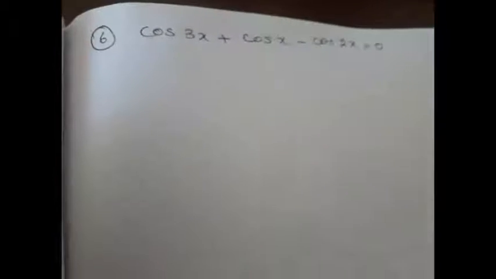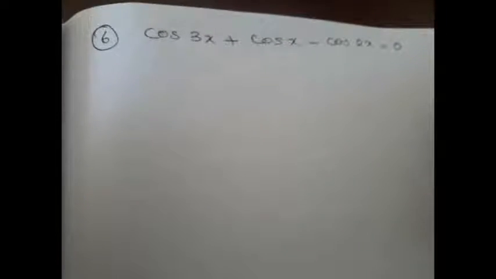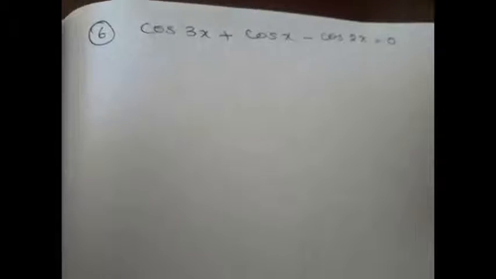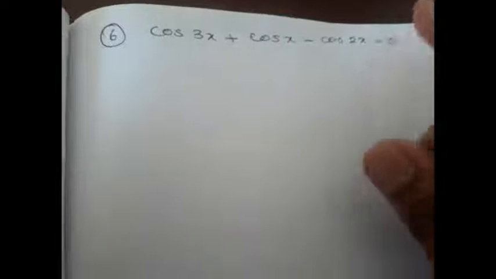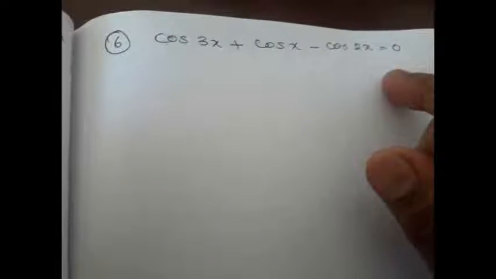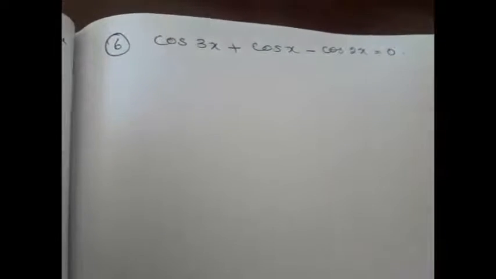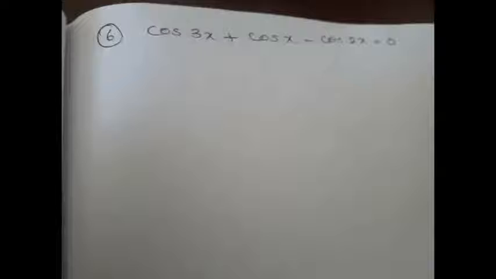Now let us move on to the next problem. See, now the question is cos 3x plus cos x minus cos 2x equal to 0. Here there is no other way, we have to apply the set of identities because we have three terms. We try to bring this into the form of cos x equal to cos y or any one of the known results to give our general solution.